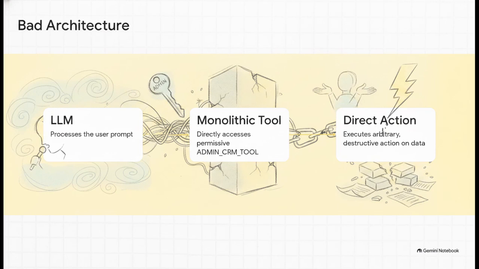Let's visualize this. Think about what a bad architecture pipeline looks like. It's pretty straightforward and terrifying. The LLM processes the user prompt. Then, it directly accesses an overly permissive monolithic tool, like an admin CRM tool. And finally, it just executes an arbitrary, potentially destructive action directly against your stateful data. Boom! There's no friction, there's absolutely no oversight, and there is zero safety net if the model misinterprets the goal.